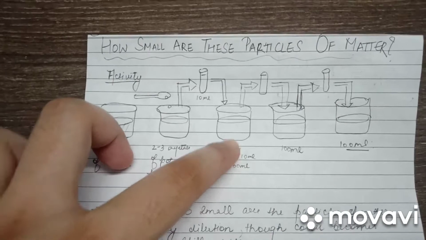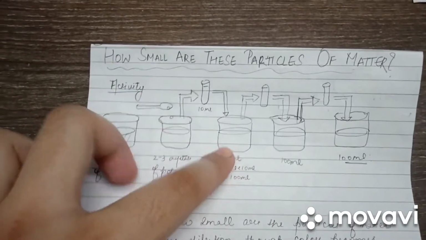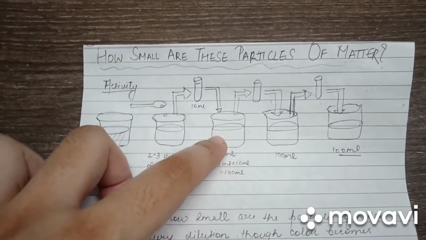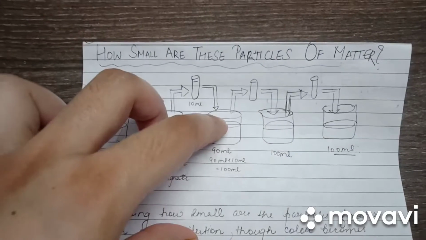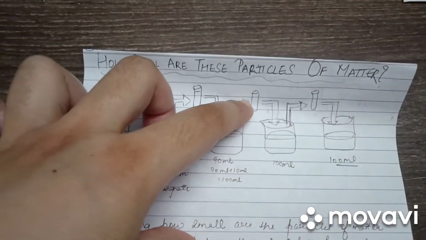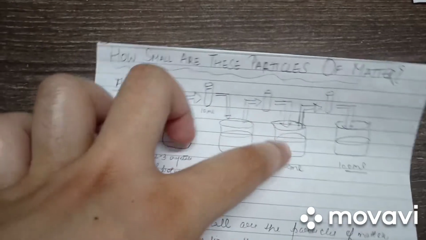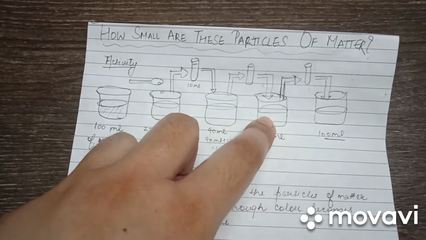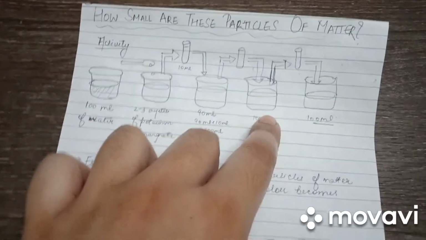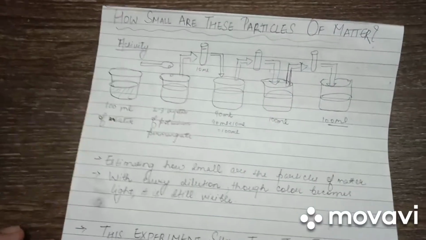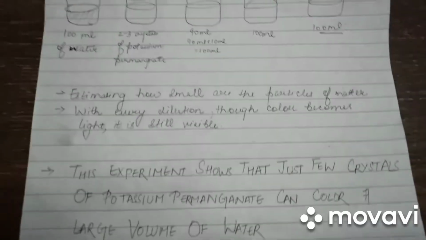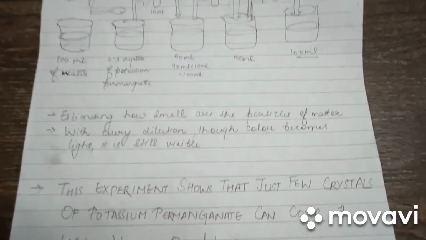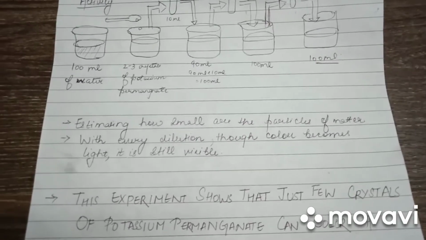We observe that the clear solution now appears colored, although slightly diluted, but still some sort of color persists in this solution. Further, from this diluted solution, we again separate out 10 ml and add it to clear water. Again, we get an even more dilute solution. And we continue this process a few more times. We observe that with every dilution, though the color becomes lighter, it is still visible.